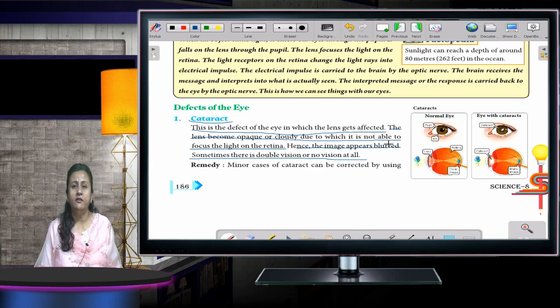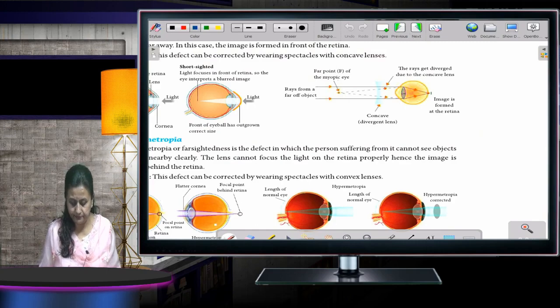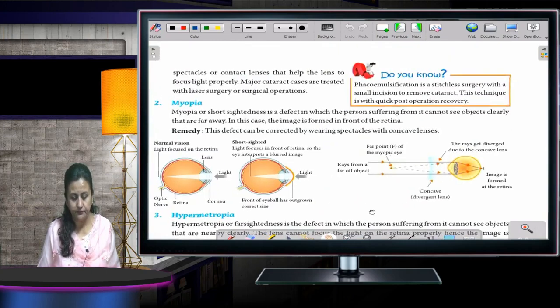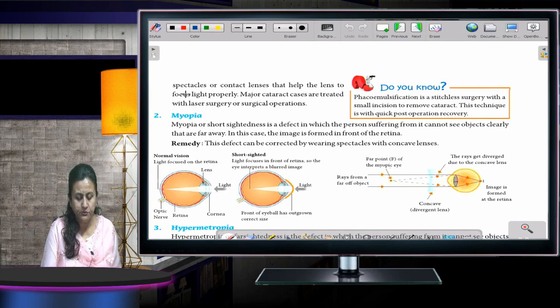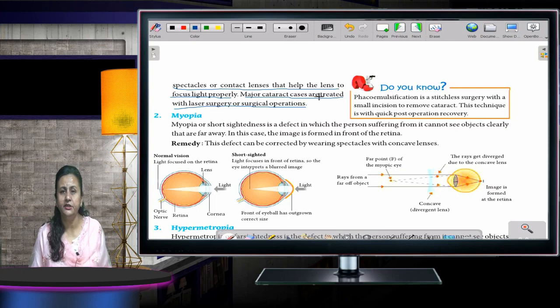And what is the remedy for that? Minor cases of cataract can be corrected by using spectacles or contact lenses that help the lens to focus light properly. Major cataract cases are treated with laser surgeries or surgical operations. Especially in old age, when a person gets cataract, the doctor advises either to use specs or to get it operated.